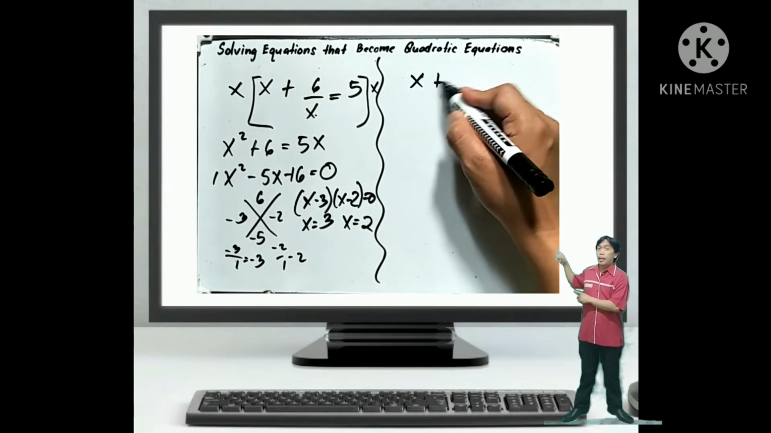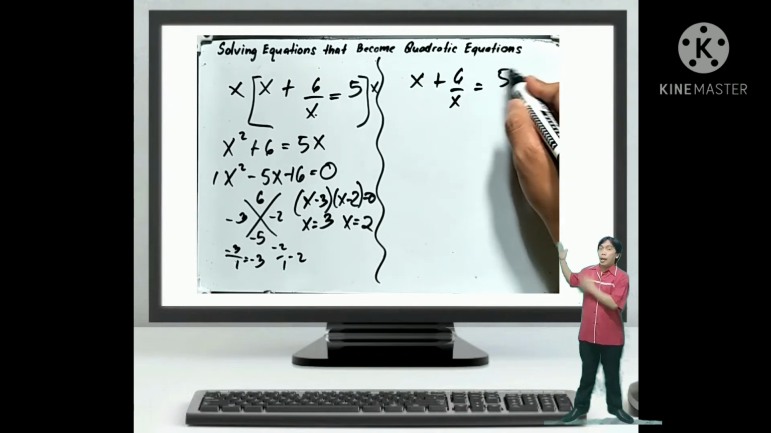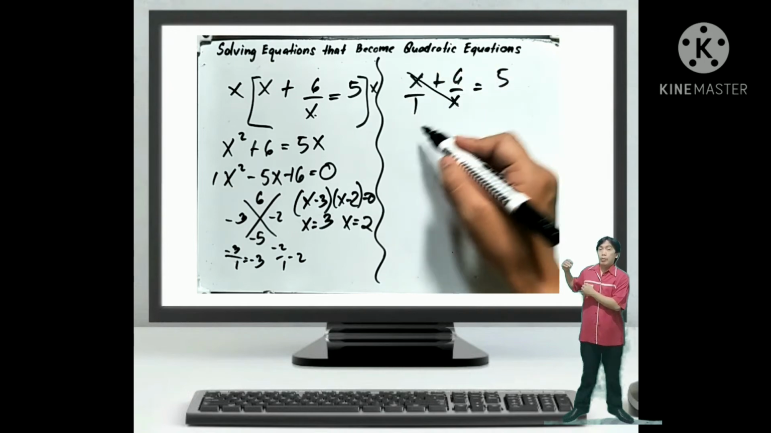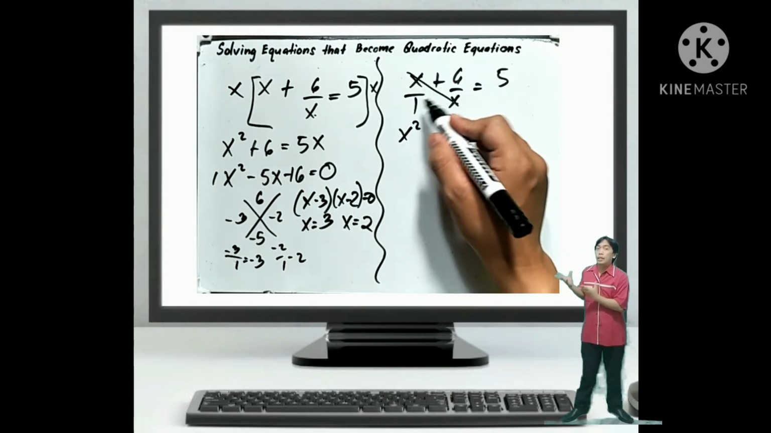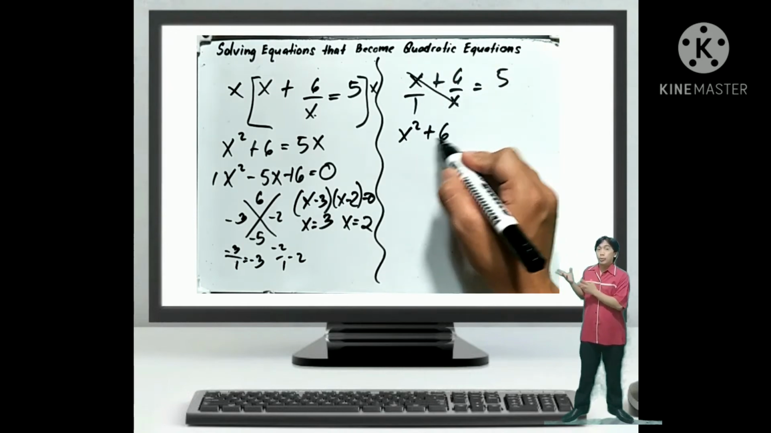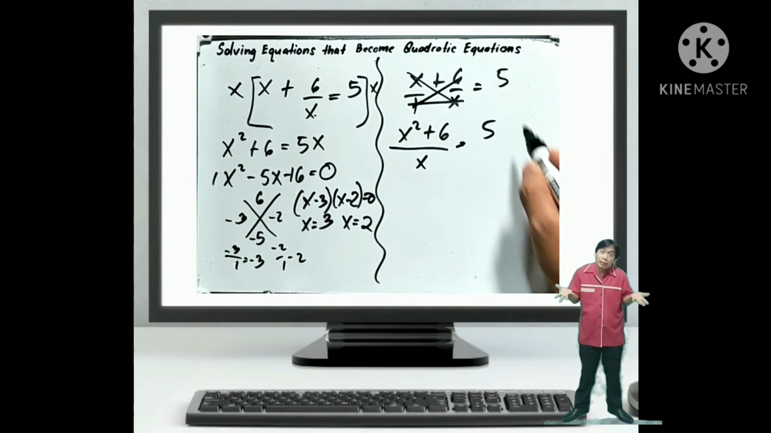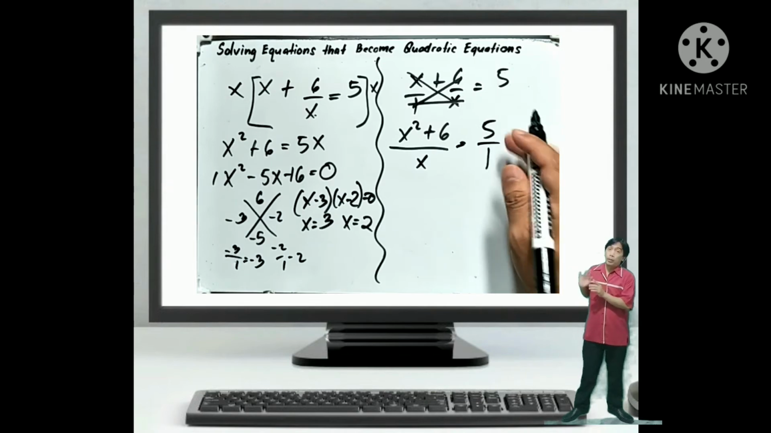So x plus 6 over x is equal to 5. Okay, we can put 1 as the denominator here. We can use the bad boy method. Okay, x times x is x squared. 1 times 6 is positive 6, all over 1 times x, is equal to 5. So the denominator of 5 is 1.